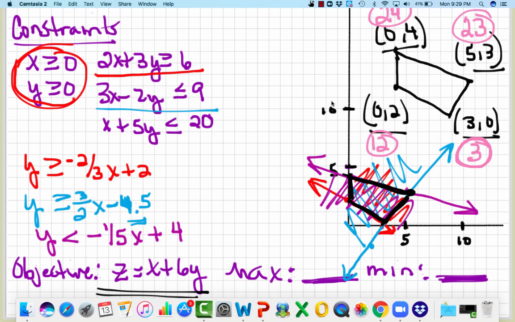So now I can look at those, and what was my maximum value? Well, my maximum was 24. That was the largest number I got. And my minimum value was 3. So that's the kind of problem you're going to work on. All of the inequalities and the objective equation will be given to you. You're really just focusing on getting the inequalities graphed and finding the point where they're going to overlap.